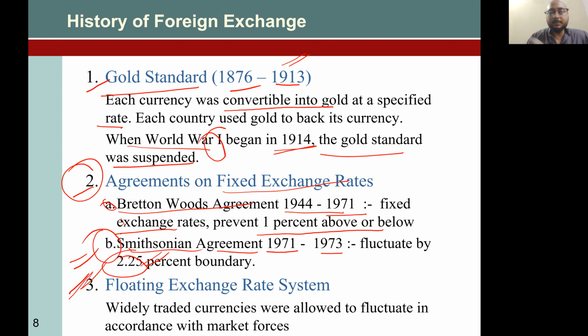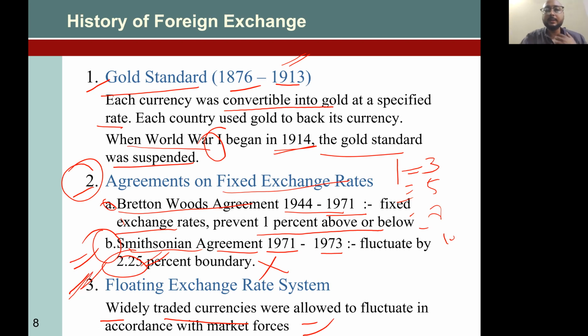And then comes the floating exchange rate system, which means widely traded currencies, meaning big currencies, are allowed to fluctuate according to market forces. So the band is eliminated. If $1 was previously 3 yuan and now it is 5 yuan, 8 yuan, 10 yuan, whatever, it depends on the market forces of supply and demand. We call this the floating exchange rate system.